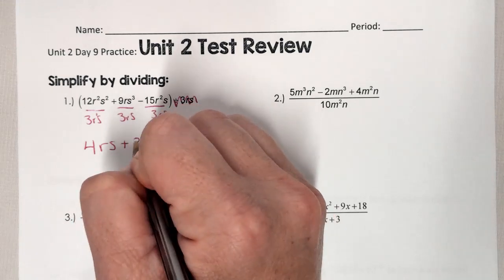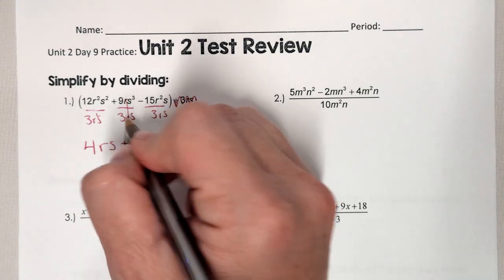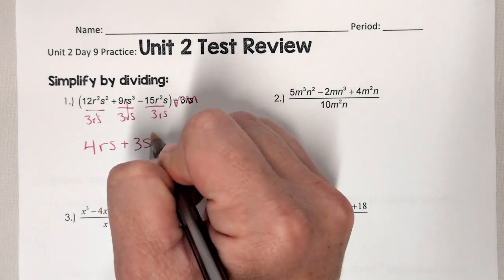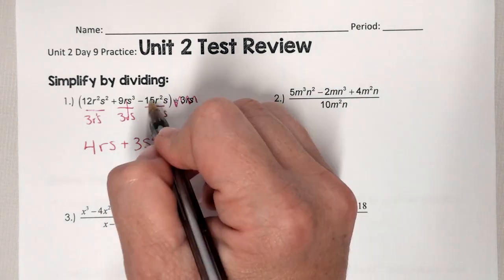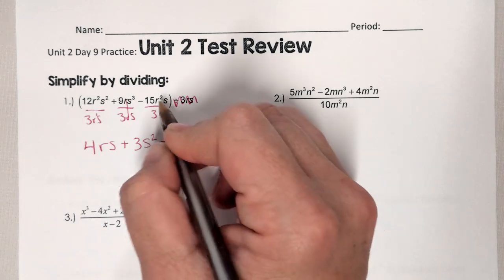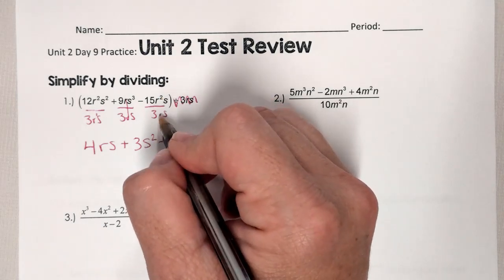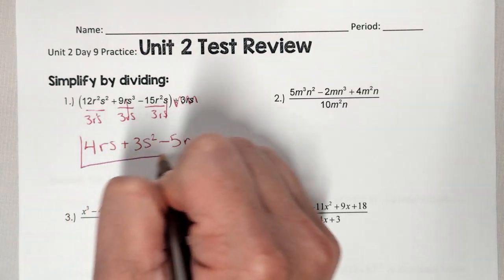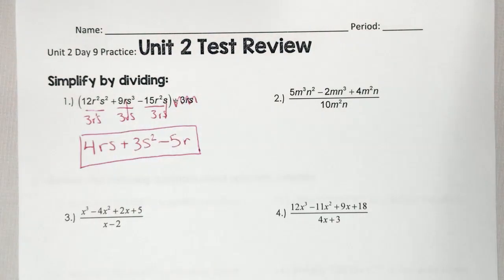9 divided by 3 is 3. R's are matched, so they cancel. More s's on top. 3 minus 1 is 2. Minus 15 divided by 3 is 5. R, so 2 minus 1 is 1, and the s's match, so they cancel. This is as simple as it gets, so there's my answer.